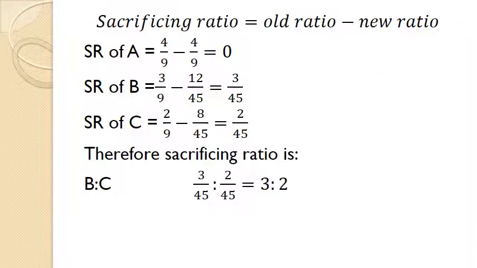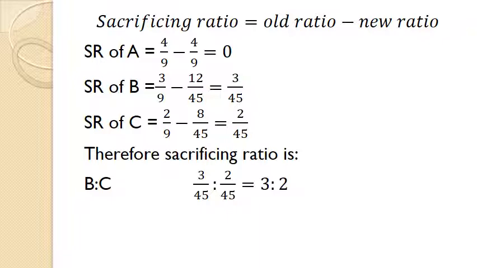We have calculated the new ratio. Now it's time to find out the sacrificing ratio, and it can be calculated by subtracting the new ratio from the old ratio. We already know that A is contributing nothing to D. After the admission of D, A is contributing nothing. The sacrificing ratio for A would be 0, as I have calculated here for you. And the contribution was done by B and C only.